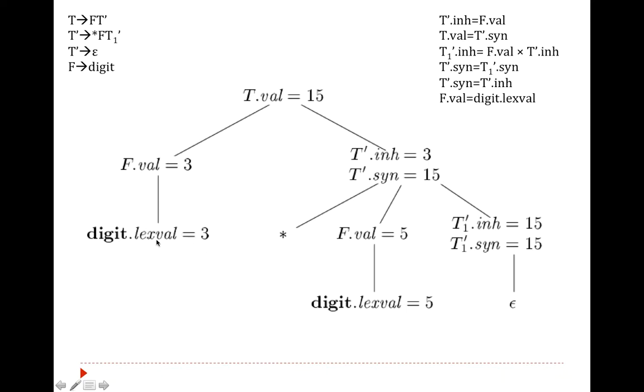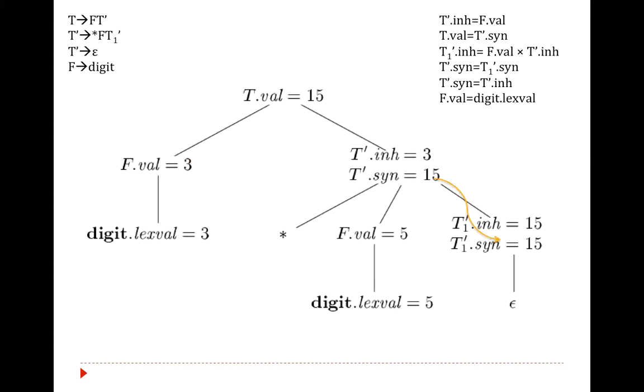Then for annotation we start from the leaf node, that is 3, which is passed on to the parent, because val is a synthesized attribute which will be computed using the children nodes. Then using this 3, the inherited attribute is computed. T dash inherited is computed using the sibling value. So T dash inherited gets the value 3.